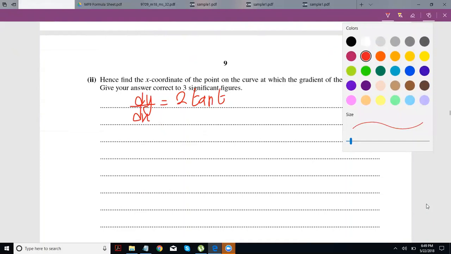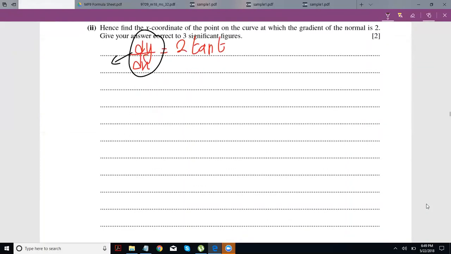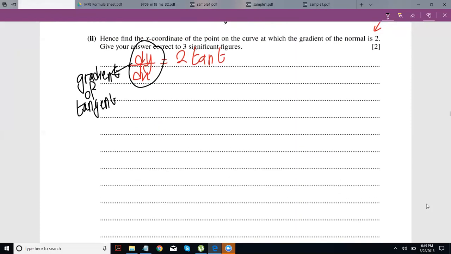Now, this is basically testing a concept that we use a lot in AD math and AS math. Dy over dx represents your gradient of the tangent to the curve at a particular point. The gradient of the normal is always going to be perpendicular to the tangent. So if this is your tangent, this will be your normal, which means your normal and your tangent are going to be perpendicular.